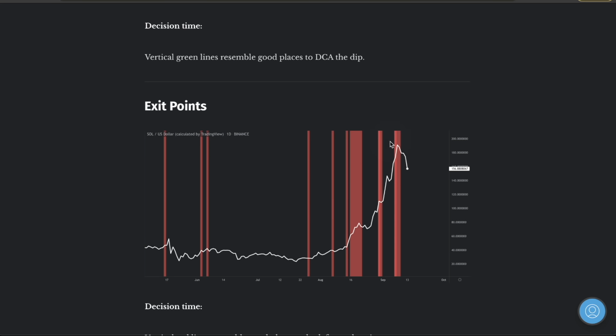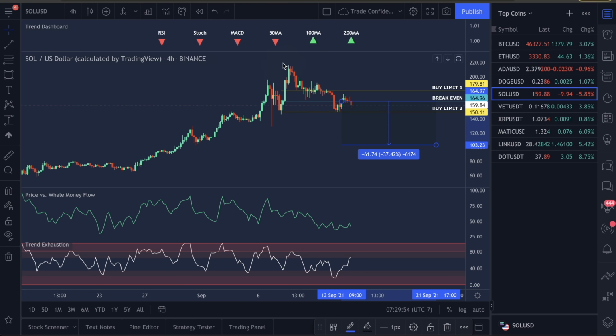Okay, take a look at this. This exit point literally called the top up here perfectly. When this comes out, this is giving you a heads up to say, hey, if you're in a long trade right now, be cautious. We could start moving back down in the market. So that is what that is placed there for. This did end up calling the drop up here in this top section by giving us the red bars.